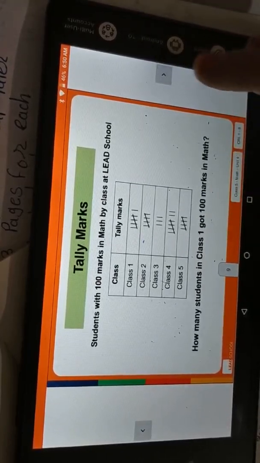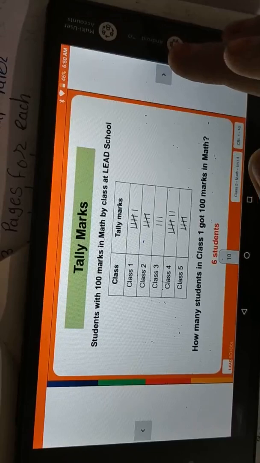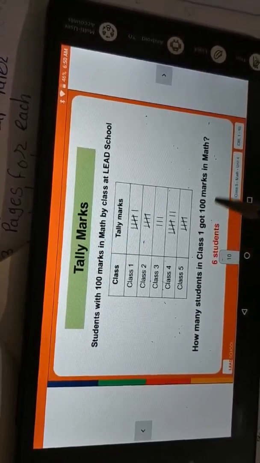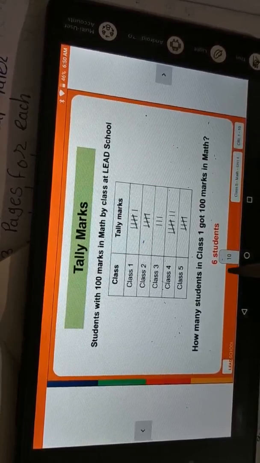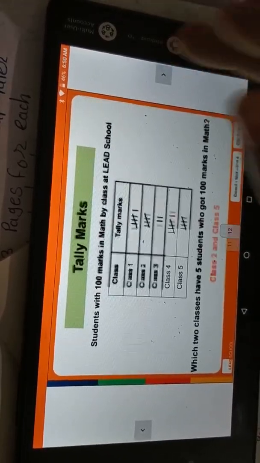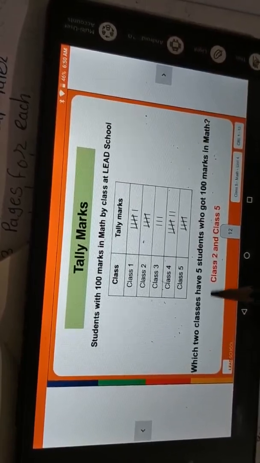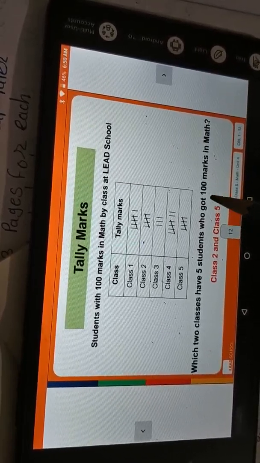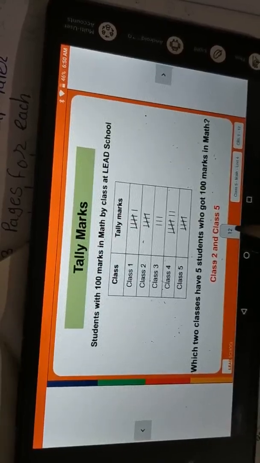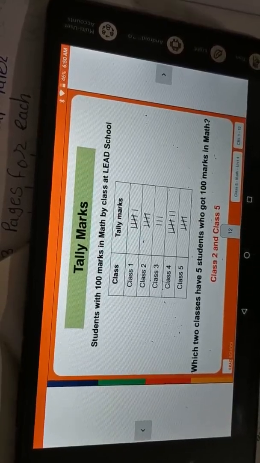Okay. And then now, how many students in class 1 got 100 marks in the maths? So we have to write 6 students. Second question: which two classes have 5 students who got 100 marks in the maths? So class 2 and class 5. Class 2 and class 5.